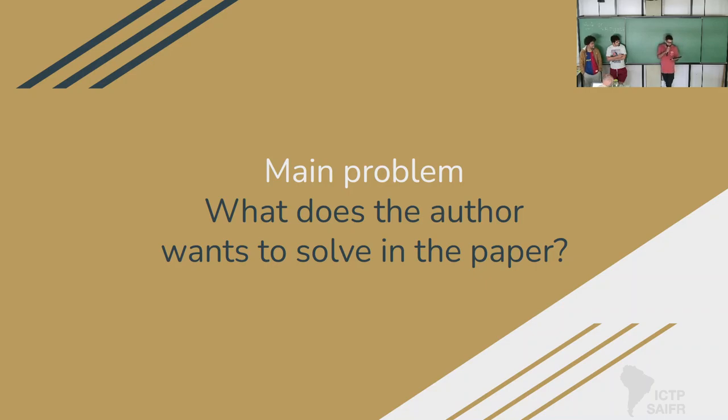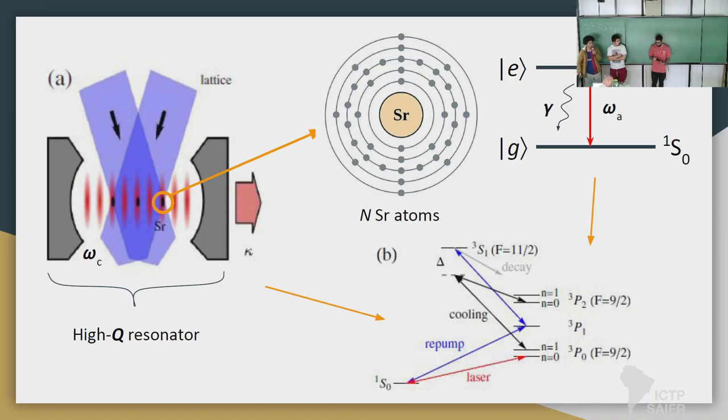We focus on the example of strontium confined in a lattice potential to make the presentation clearer and more concise. The results, however, can be translated to other atoms with similar structure, such as other alkaline-earth-like atoms. As my partner told you, the author was dealing with the construction of a high Q cavity with the atoms enclosed in this lattice potential. In this case, the author was dealing with strontium atoms. We have N strontium atoms, and we have this scheme.